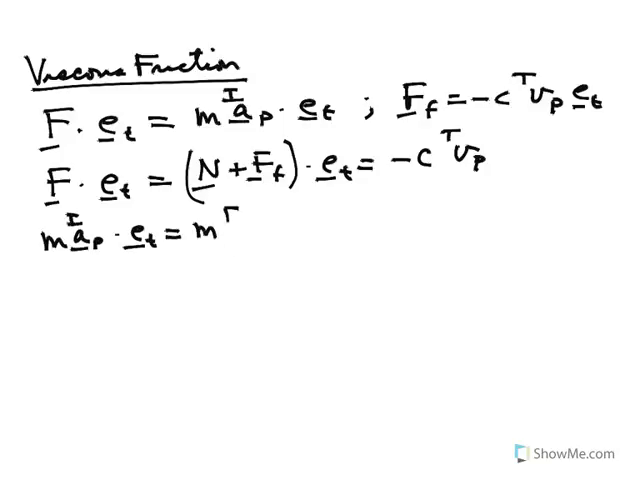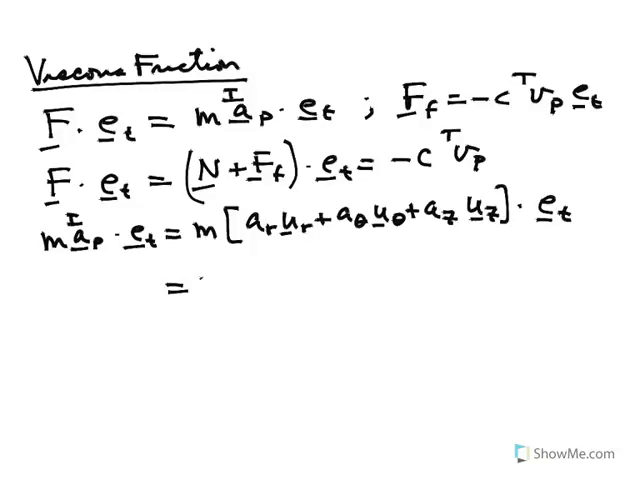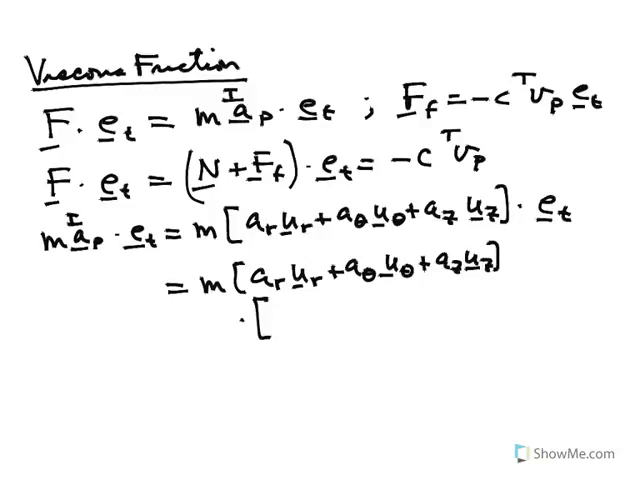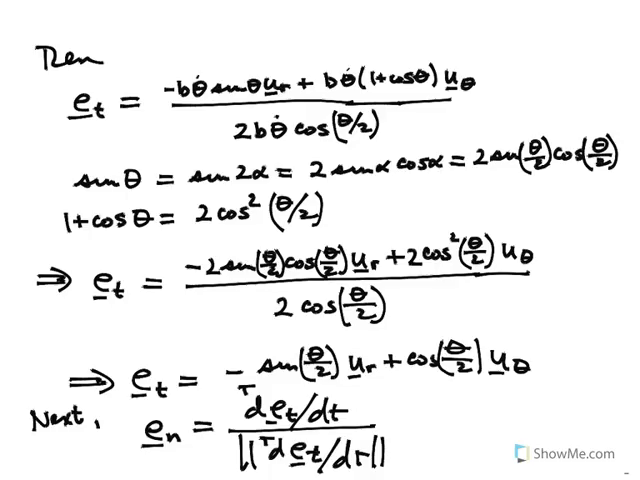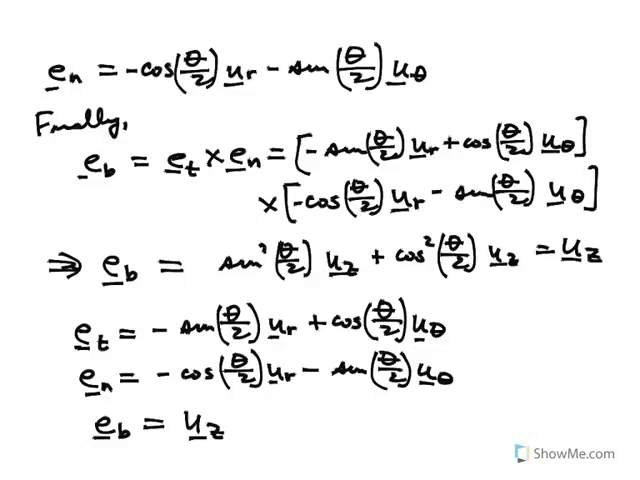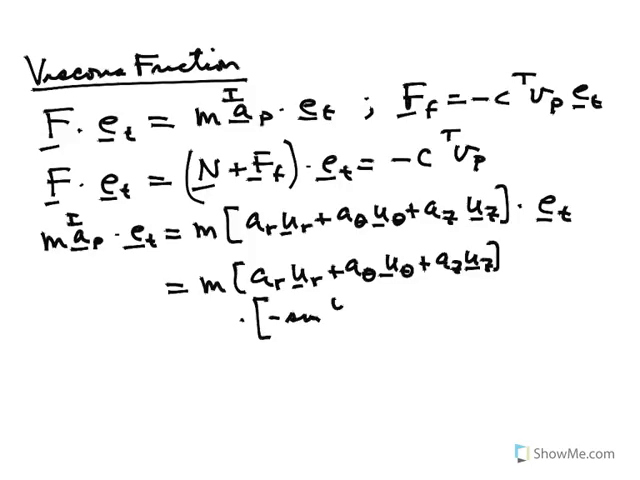Remember that I had written the acceleration in this general form, which was a sub r ur plus a sub theta times u theta plus a sub z times uz, and that is going to be dotted with the tangent vector. But that tangent vector is equal to minus sine theta over 2 ur plus the cosine of theta over 2 times u sub theta.